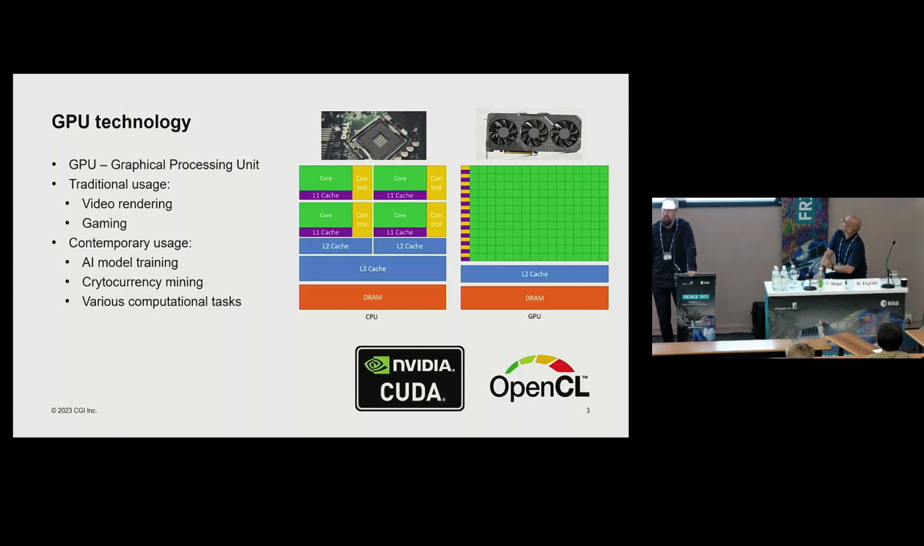But in the contemporary world, they have been evolving a lot and getting much more of a generic use, especially in the latest developments of the AI models, which have been pushing the GPU development. So now they're used for AI model training, also for cryptocurrency mining, that's a common use case, but the technology itself has become rather generic, so you could do various computational tasks that you could parallelize on the GPUs.